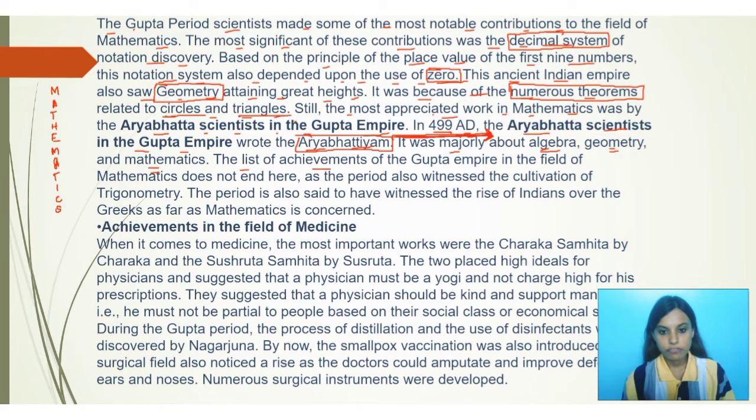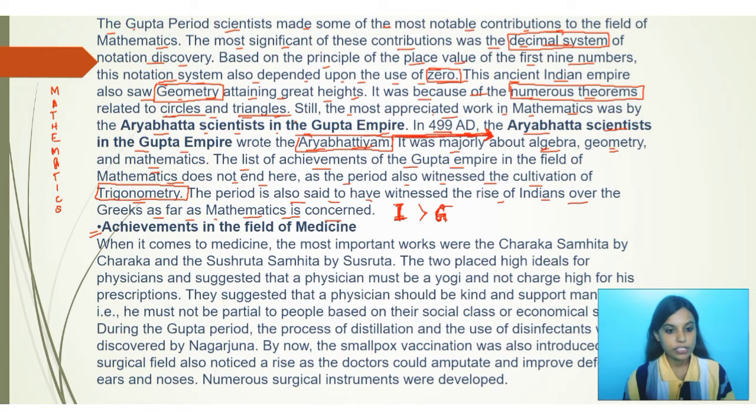The list of achievements of the Gupta Empire in the field of mathematics does not end here, as the period also witnessed the cultivation of trigonometry. So you can also talk about trigonometry. The period is also said to have witnessed the rise of the Indians over the Greeks as far as mathematics is concerned. So Indians were at a much higher position than the Greeks. All right, so I represented Indians with I and G as the Greeks.